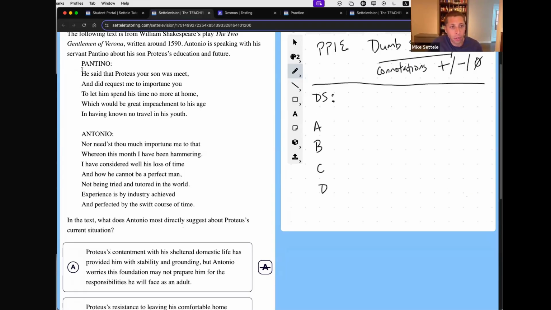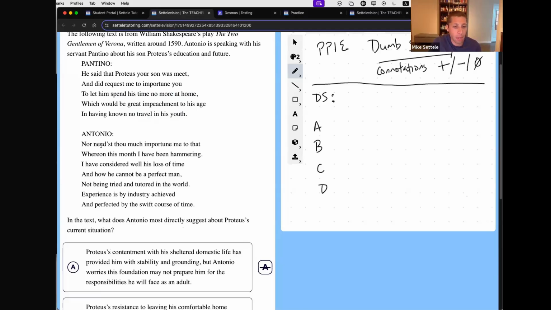So reading, Antonio said that Proteus, your son, was meet and did request me to importune you to let him spend his time no more at home, which would be great impeachment to his age and having known no travel in his youth. Well, I don't know what half of that means, but I know what it means to have no travel and spend no more time at home. I get that too, right? So he seems like he wants to leave.